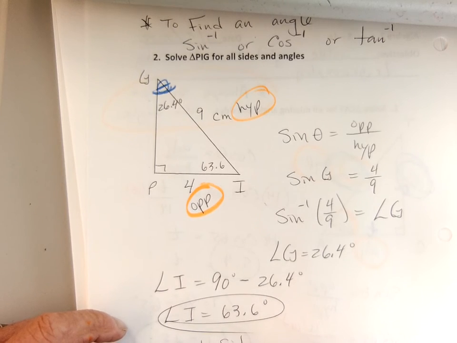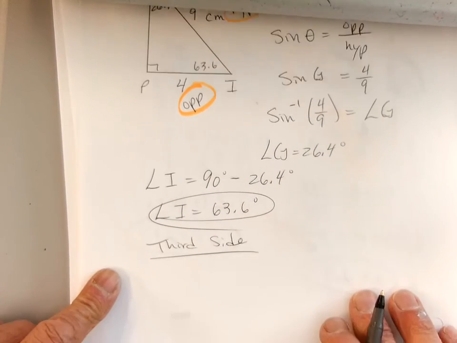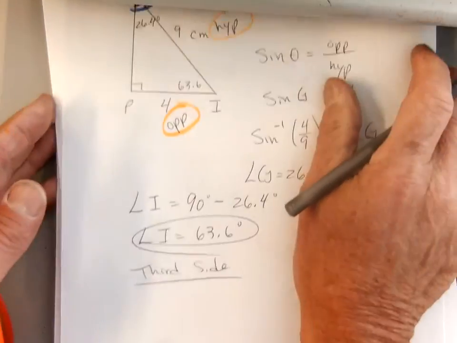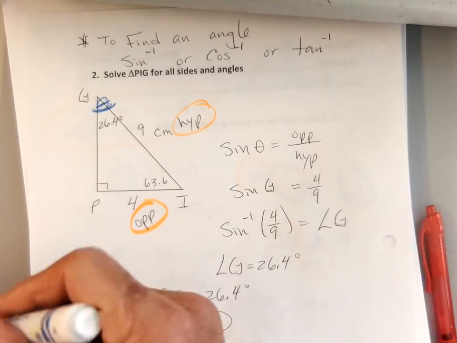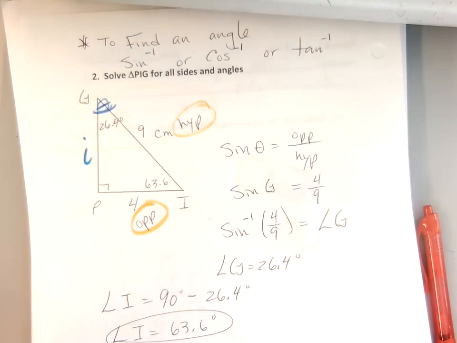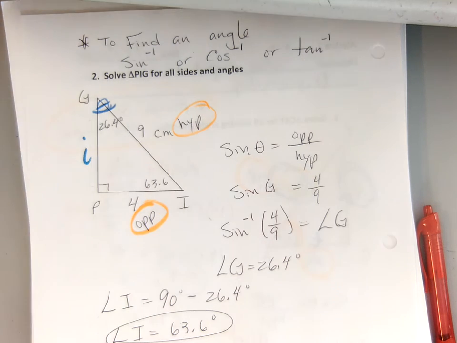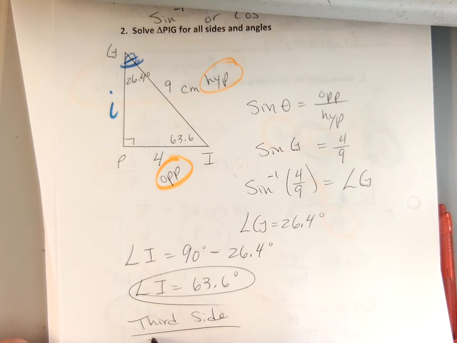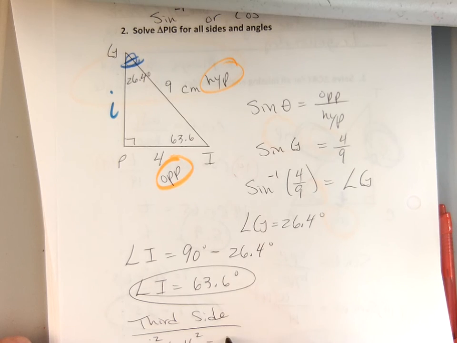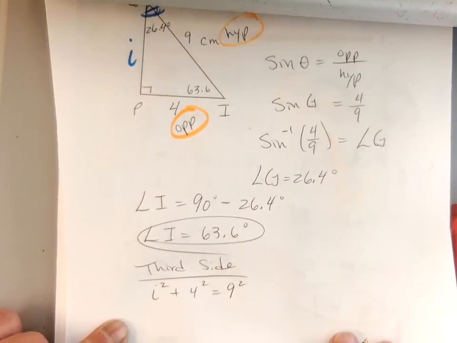Third side. We're going to stay here anyway. Now this is side I, because we label our sides by the angles, right? Angle I, little i. So we're going to go i squared plus 4 squared equals 9 squared, right? Pythagoras' theorem, you guys remember that?